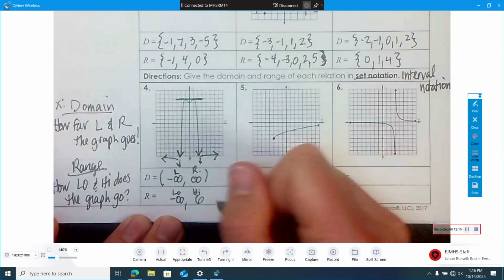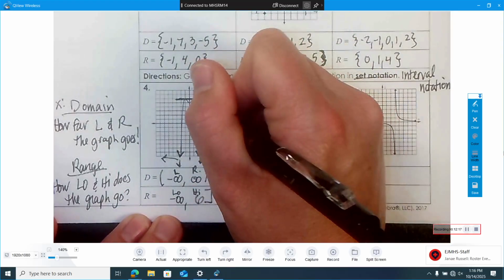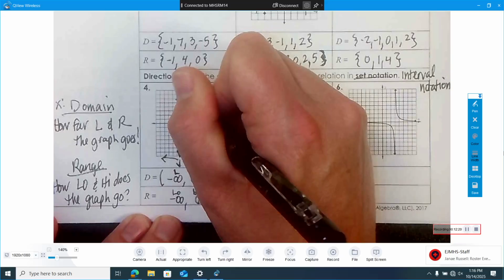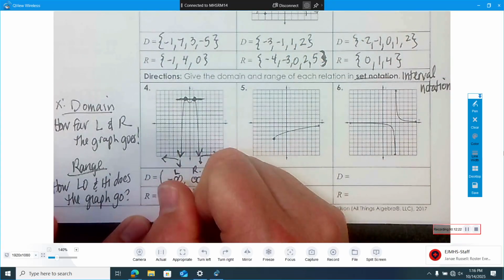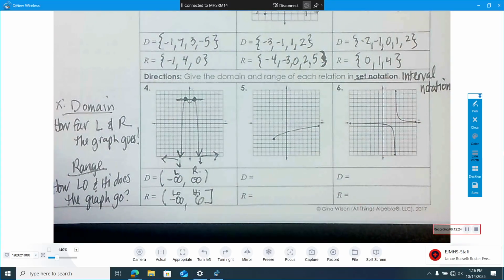Yeah, it goes as high as 6. We have a bracket at 6 because there's these points here at 6 at the top, and a parenthesis at negative infinity because we're never going to reach that. Does that make sense to you?